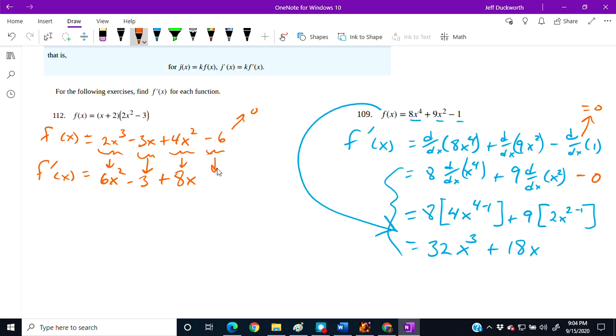If you want, I can reorder this now. What do we have? 6x squared plus 8x minus 3.